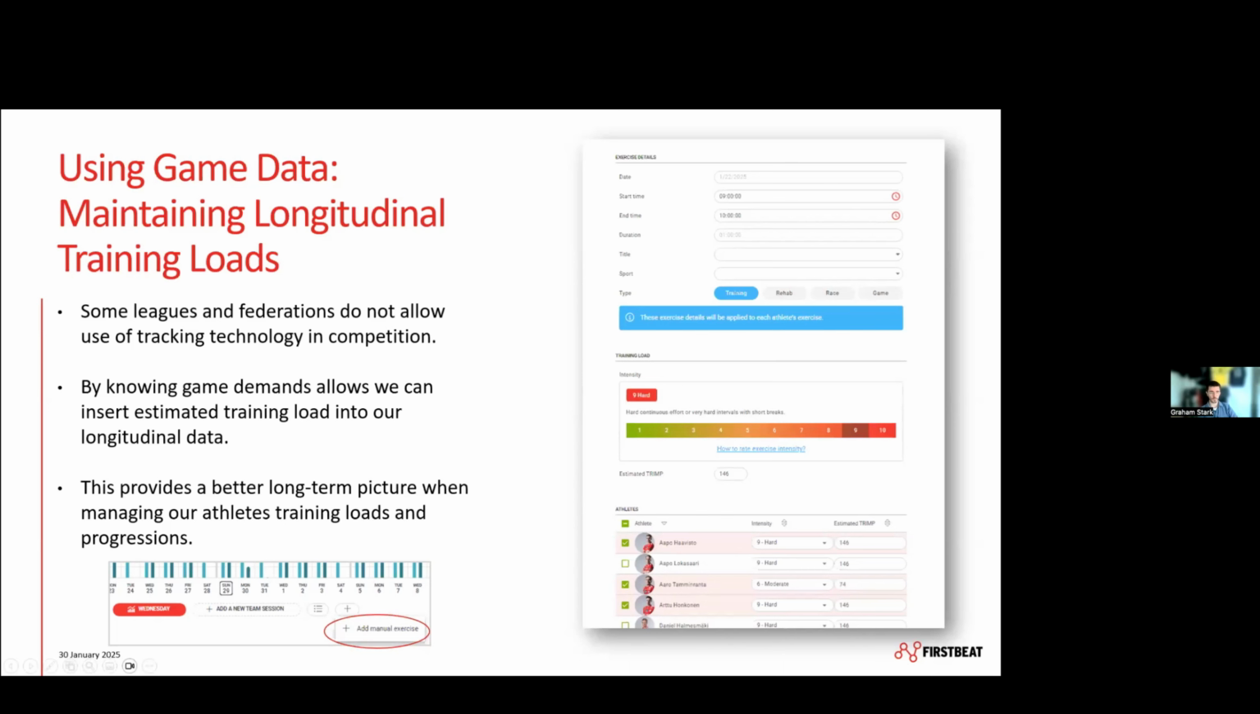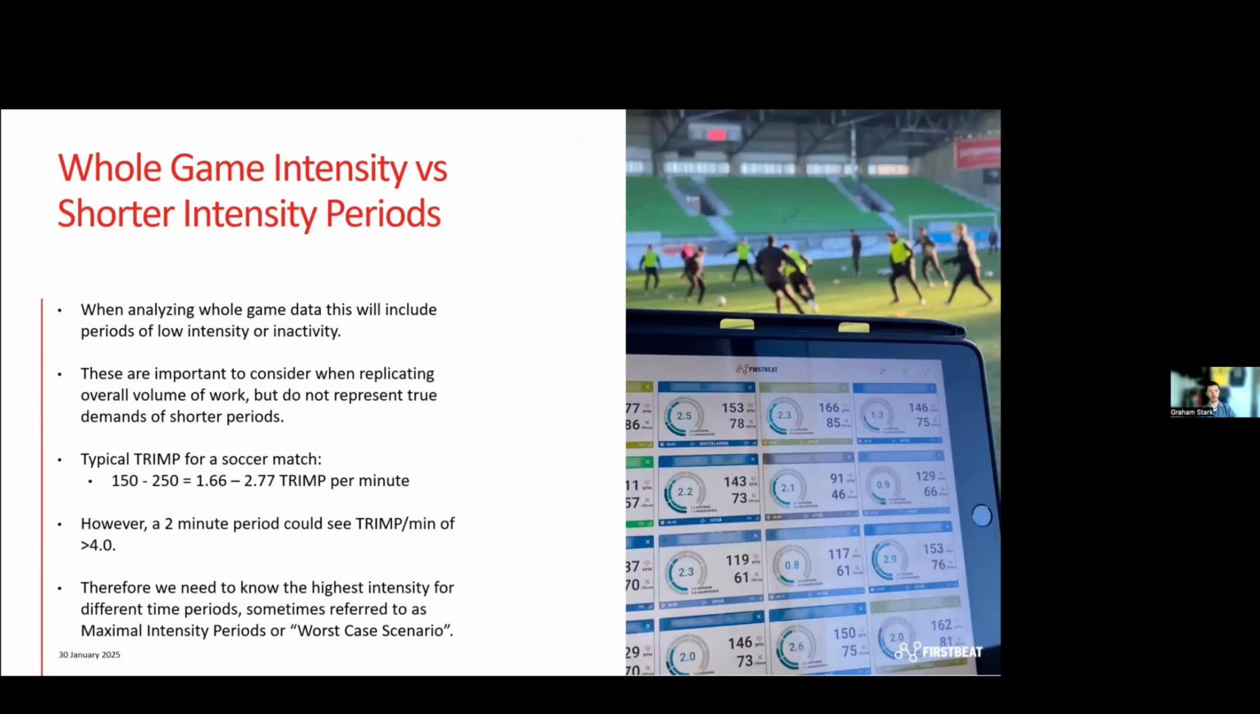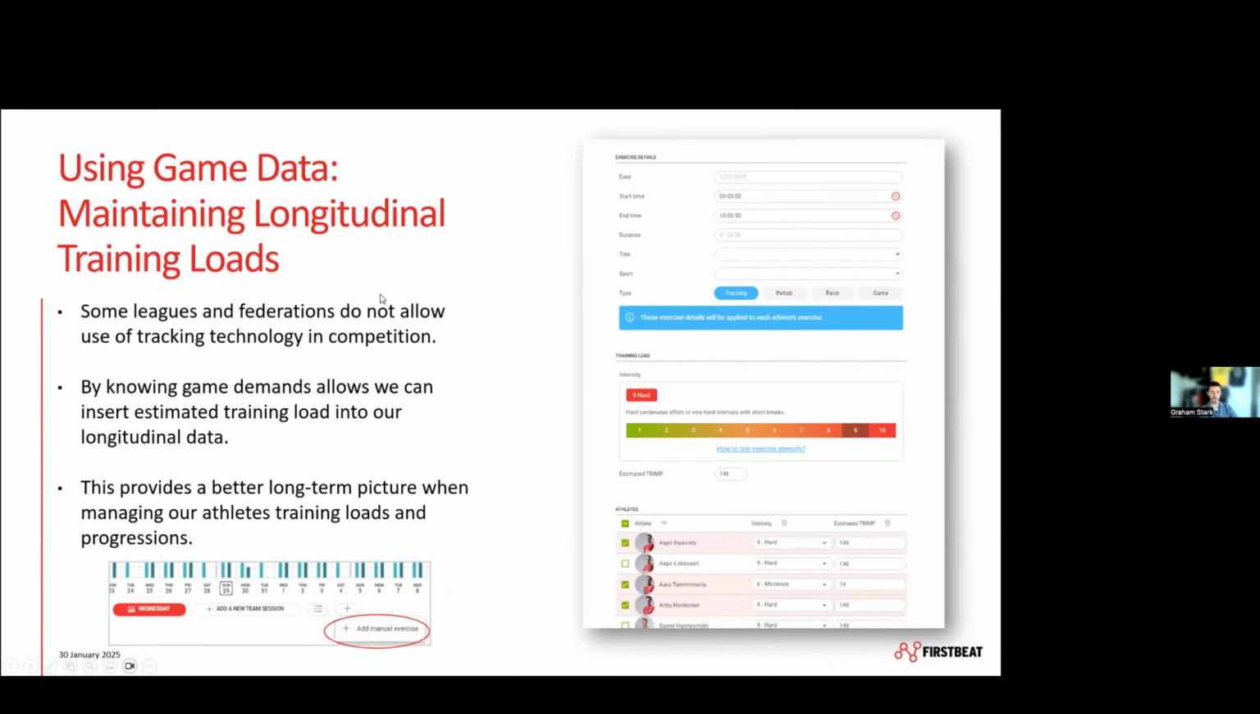Within the system, we have a manual exercise feature, and that allows you to input training load from any missed sessions, missed games. So you can still maintain more accurate acute and chronic loads. You have a picture of what they've done each week, what they've done over the previous month, and how that plays out over the season. It's quite valuable and important to put those figures into your training load picture, because it allows you to manage the progressions a bit better.